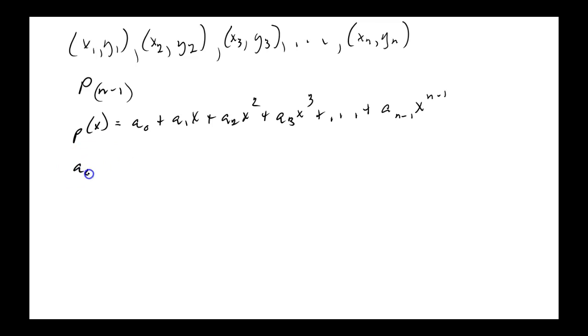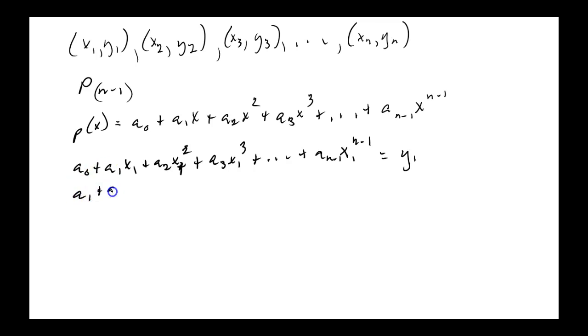Well, if that's the case, then start here. a sub 0 plus a sub 1 x1 plus a sub 2 x1 squared plus a sub 3 x1 cubed plus dot dot dot plus a sub n minus 1 x sub 1 to the n minus 1. That's going to equal y1. Because this is your function of x1, and when you plug that in, y1 is going to be your result. Okay? And then do the same thing for x sub 2. And that will be y sub 2. X sub 3 will be y sub 3. And you just keep proceeding this way.